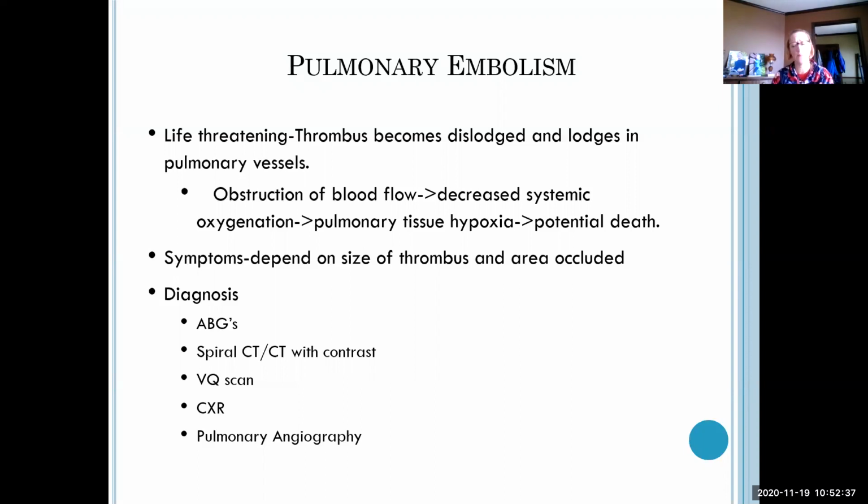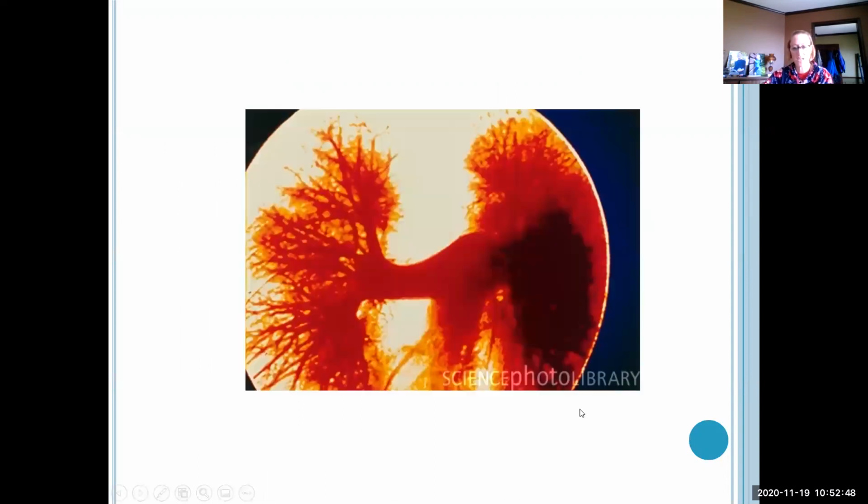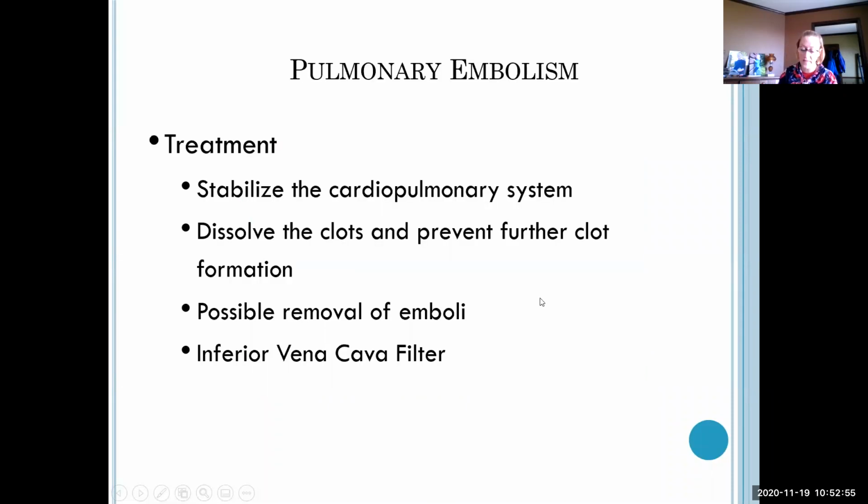Chest X-ray is not going to particularly diagnose our PE, but it'll help rule out other processes. And then a pulmonary angiography is another possibility as well. There's a picture of what a significant PE can look like. And then treatment. You're going to stabilize the cardiopulmonary system, dissolve the clots, and prevent further clots from forming.